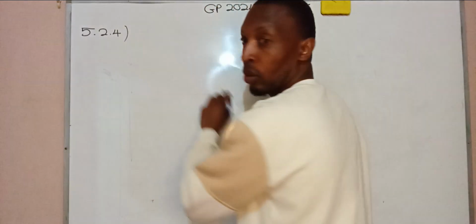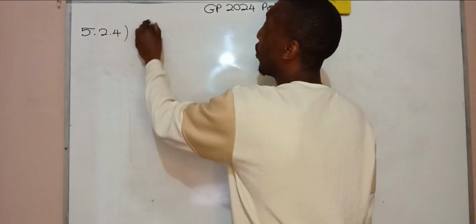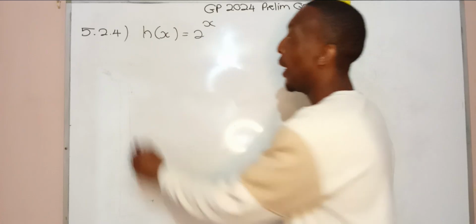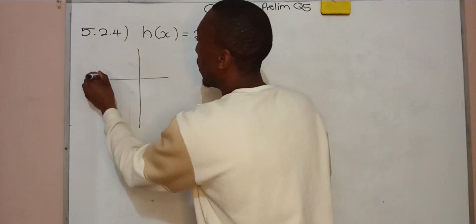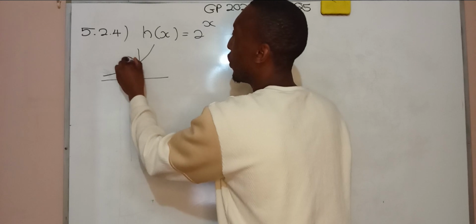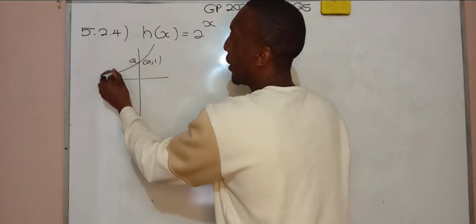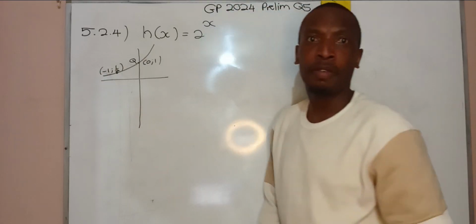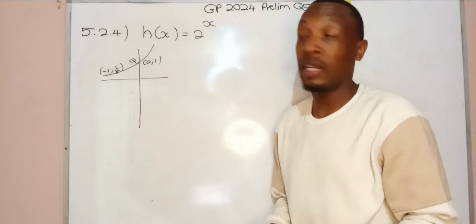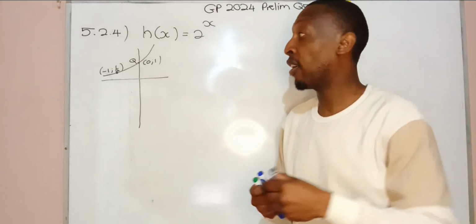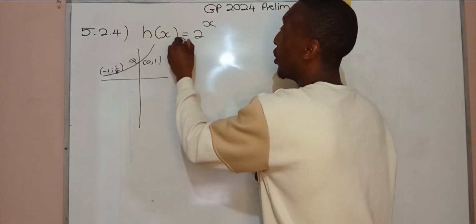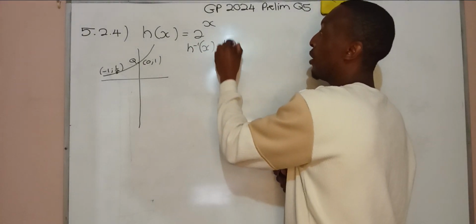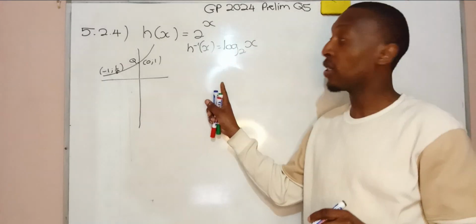Remember, we said the equation of our original graph was 2 to the x. They drew it for us, and it looked something like this. This was Q, this is (0, 1), and they gave us a point at -1.5. Now they want us to draw the inverse of this. We found in 5.2.3 that the equation of our inverse was log base 2 of x. So this is what they want us to sketch.